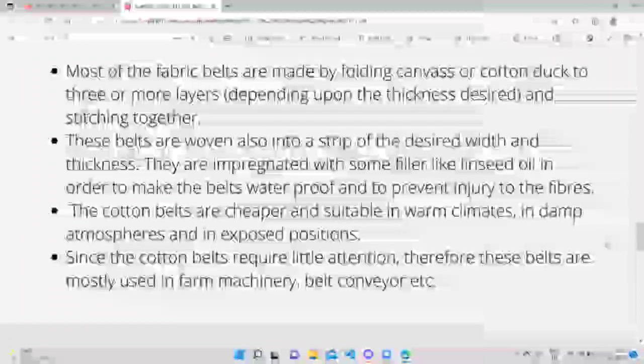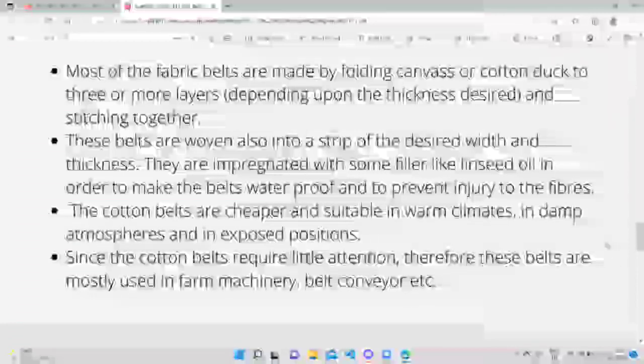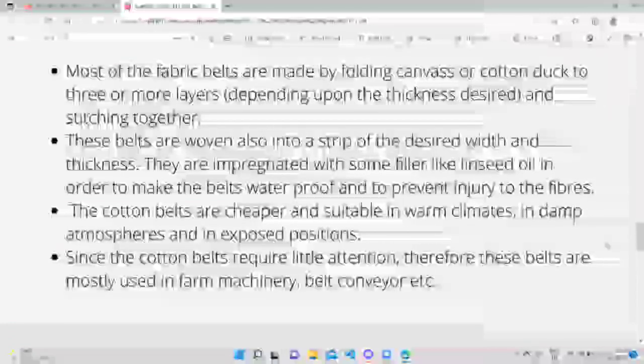The cotton belts are cheaper and suitable in warm climates, as we all know that cotton can resist more temperature, as we use in summer. They are also suitable in damp atmospheres and in exposed conditions. Since the cotton belt requires little attention, these belts are mostly used in farm machinery, belt conveyors, etc.